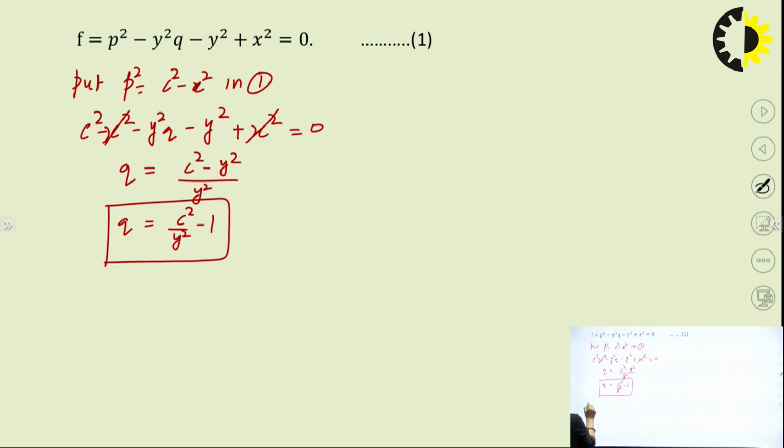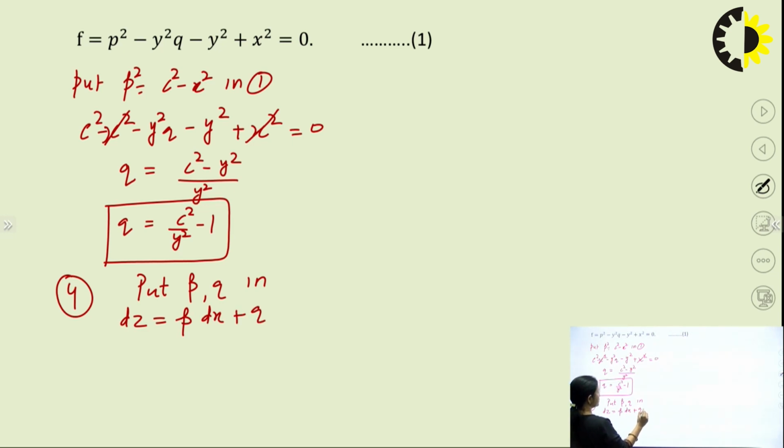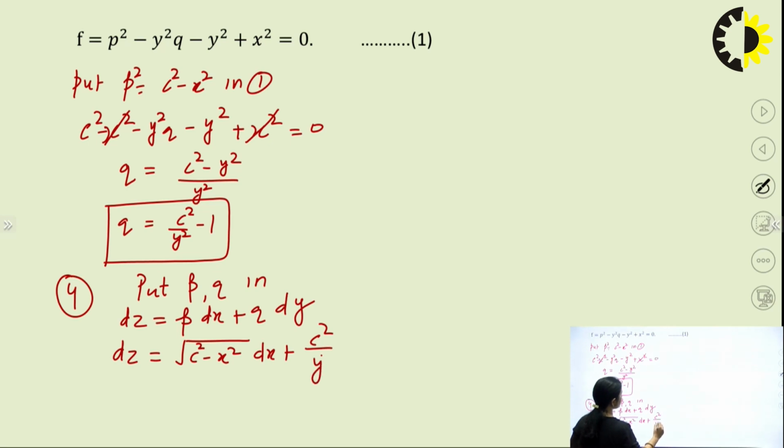Now come to the next step. What we have to do? Just put the values of p and q in the equation. Which equation do we have to use? We have to put p and q in the equation dz is equal to p dx plus q dy. So put the values of p and q in this equation. p is equal to root of c² minus x² dx plus, and q is c² upon y² minus 1 dy. Now we have to solve this equation.